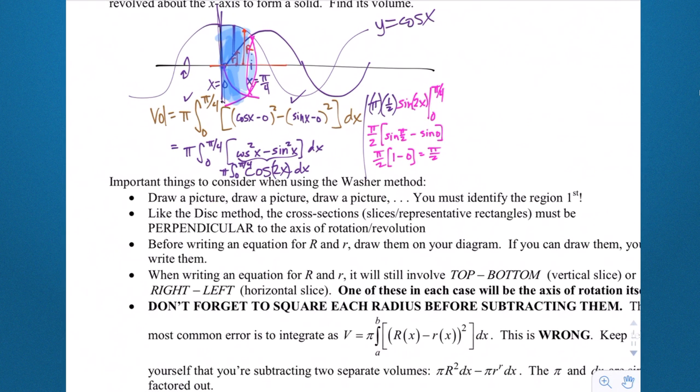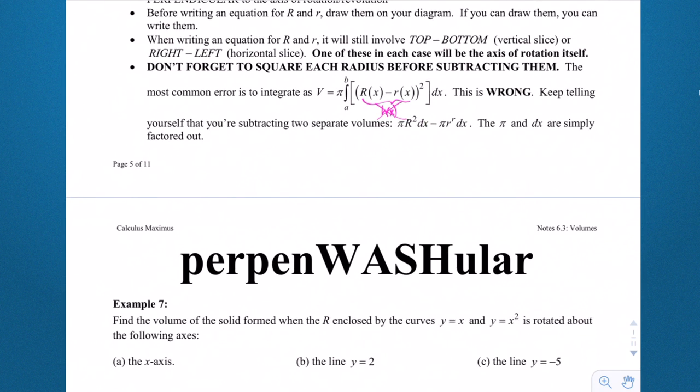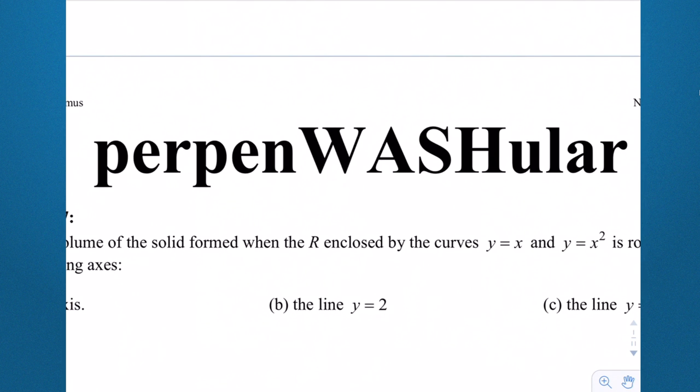All right, so this is just a summary of what we did. If you want to read it, feel free. Here's a common error that I mentioned: big R minus little r, squared. If you do big R minus little r, that's the same as h of x from 6.2, and we don't want to do that. If there's a void, the axis always has to be one of the curves in each of the radii. So you square them and then subtract them. Don't subtract them and then square them. All right, so the second word of the day is perpendicular.